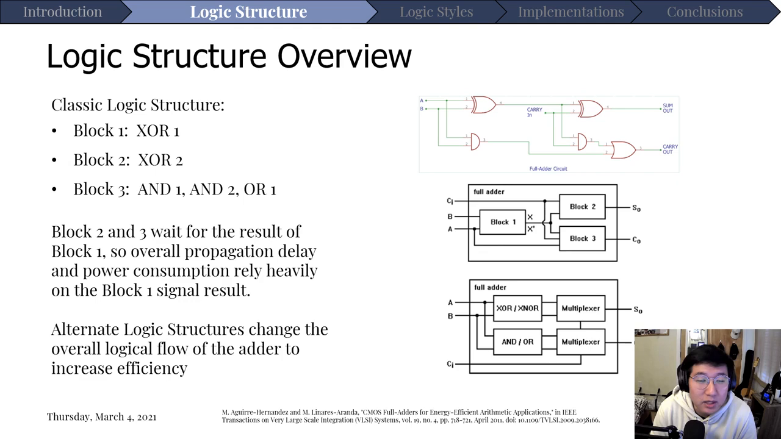And so if you may want to keep this structure, then you may think to increase the efficiency of this first block. If you were to change the logic structure, you might do so in a way where both block 2 and block 3 are not reliant on block 1. And below the classic 3-block structure of the full adder, we'll talk about this alternate structure more, but this is just an example of an alternate logic structure and what it might look like. It still has the same inputs and same outputs, but how it goes about and how it organizes all these inputs and outputs is different.